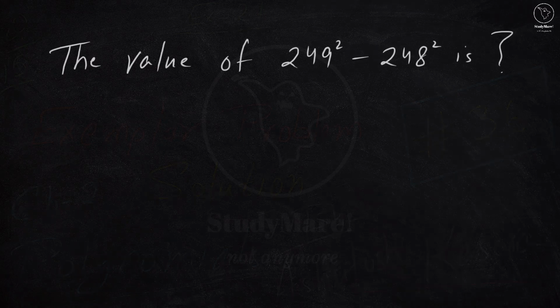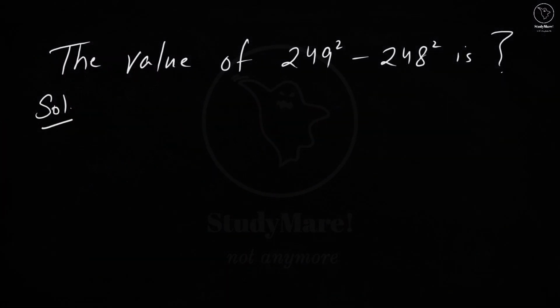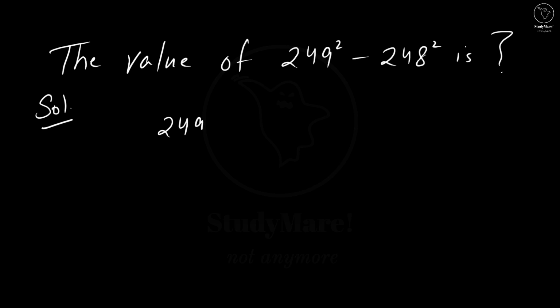Let's do this. The given question is 249 square minus 248 square. Now, look at this question and see if it is resembling any of the identities. Yes, it is. A square minus B square. And if you consider, then here A is 249 and here B is 248.